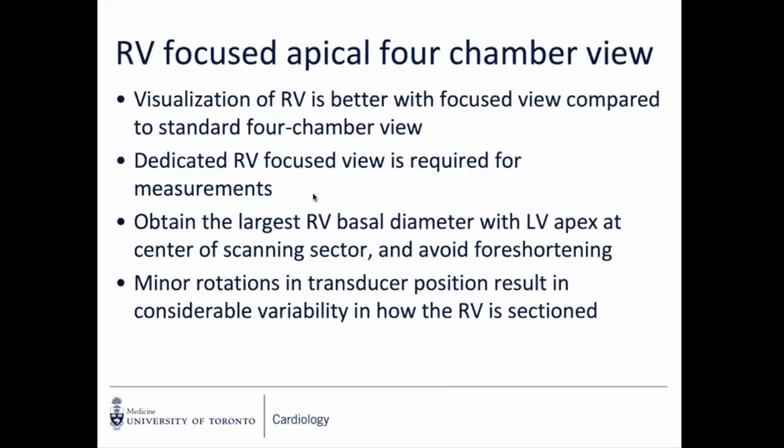In terms of the RV-focused apical 4-chamber view, as I mentioned, this is the ideal view to be able to get your standard measurements for basal RV diameter, RV area, and RV volume. And so it's important to try to ensure that you get the largest RV basal diameter. And so you want the LV apex at the center of your scanning sector. Try to avoid foreshortening. And minor rotations can actually completely change your image.